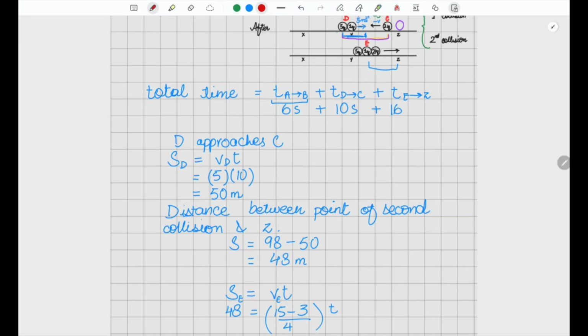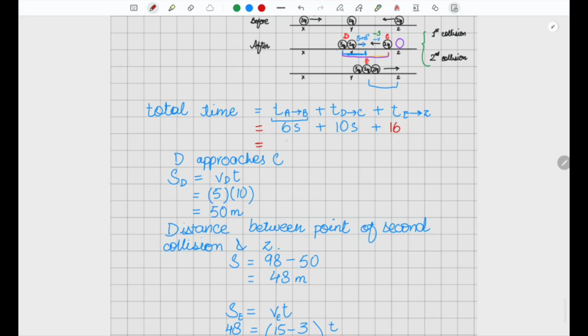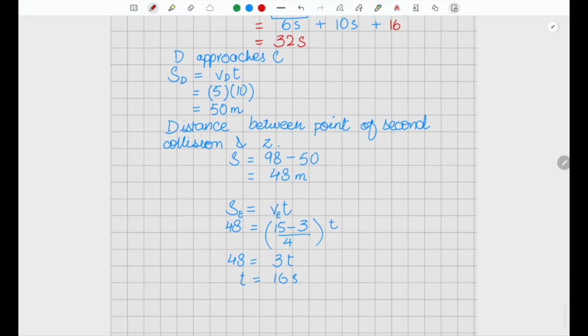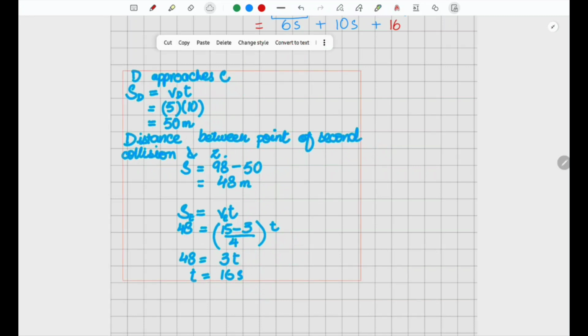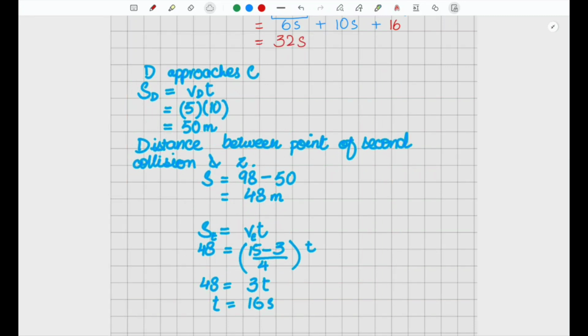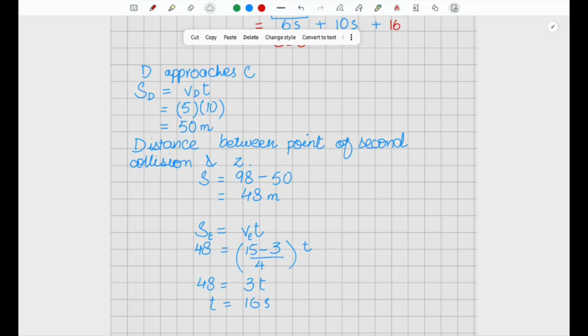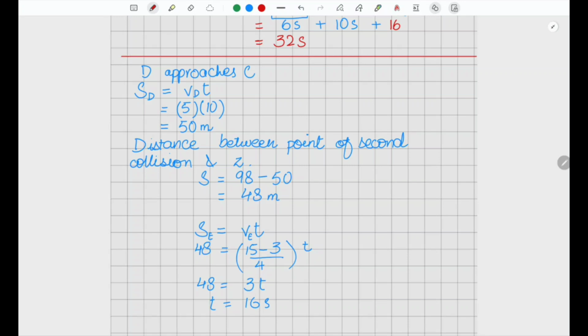So this adds up to give you 6 plus 10 plus 16, which is 32 seconds. This is the total time of your journey. This working is just to complete the above working, so we are just rewriting it a little below. And yes, this is your final answer.